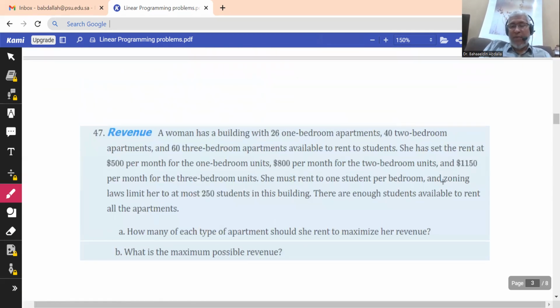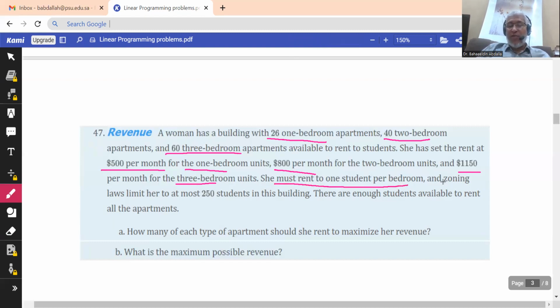Another example. A woman has a building with 26 one-bedroom apartments, 42 two-bedroom apartments, and 63 three-bedroom apartments available to rent to students. She has set the rent at $500 per month for one bedroom, $800 for two bedrooms, and $1,150 per month for three bedroom units. She must rent to one student per bedroom. This is important.